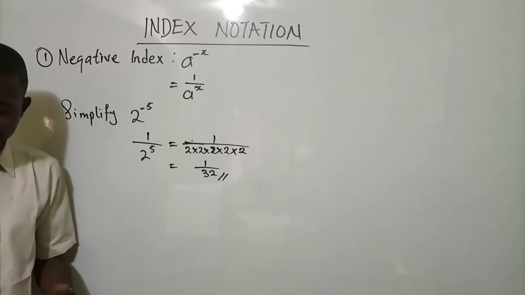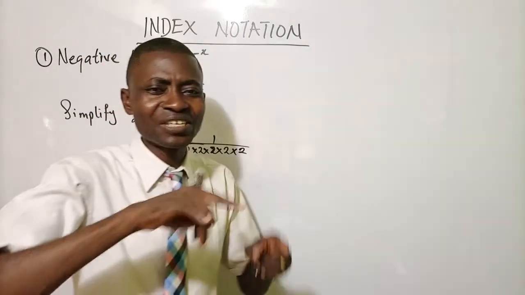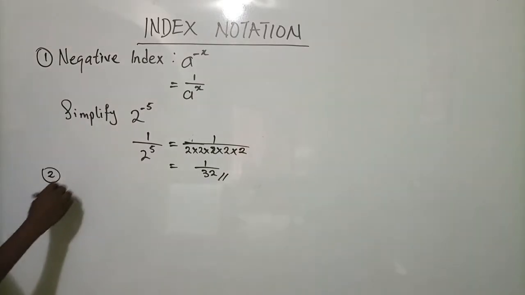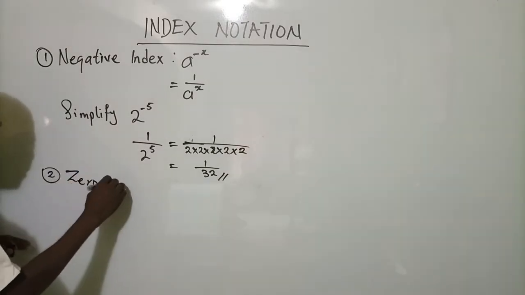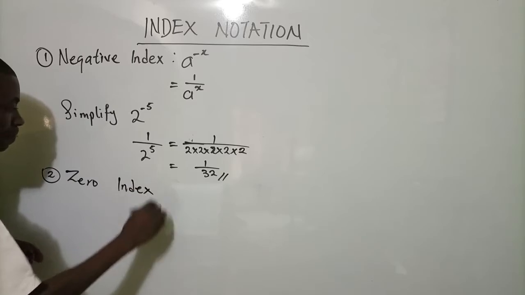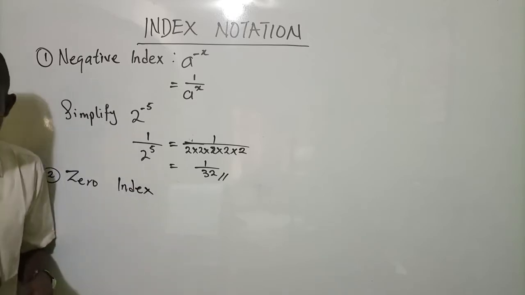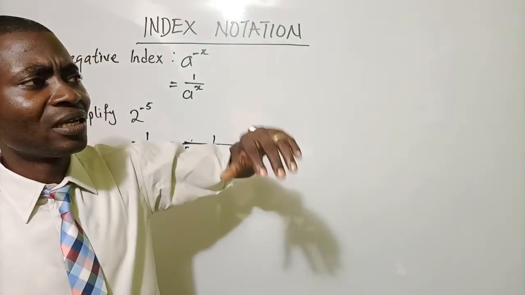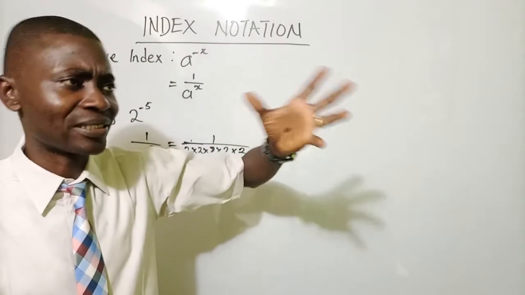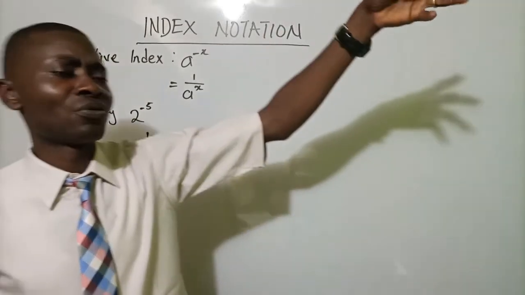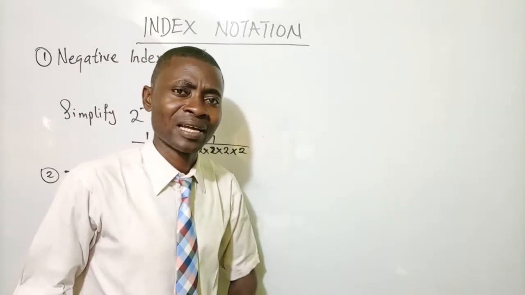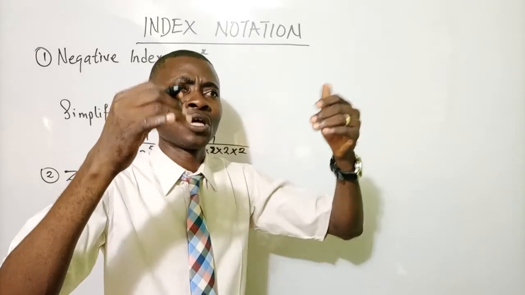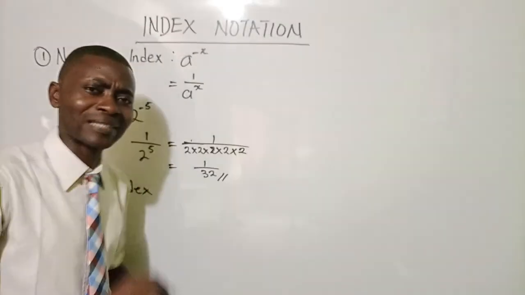The next law that we'll be talking about now is called the zero index. What does that mean? What is zero index? This law states that when you raise any base to 0, your answer is 1. I remember I mentioned in one of our videos that when you raise anything to the power of 0, the answer is 1. How do we come about that?